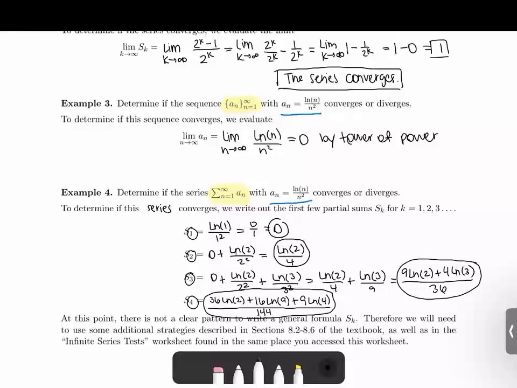We're going to have a lot of different strategies to determine if series converge, and that is what the rest of the chapter is on. But for now, we hope that this was a good introduction to sequences and series and how they're different. So we hope this helps, and good luck.